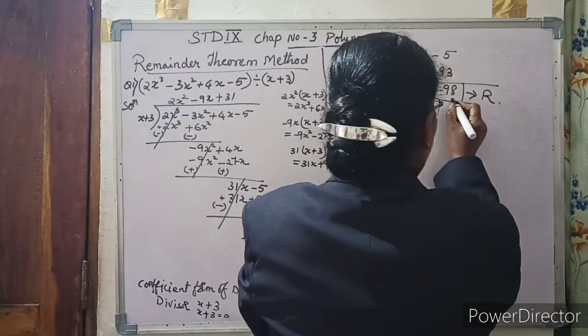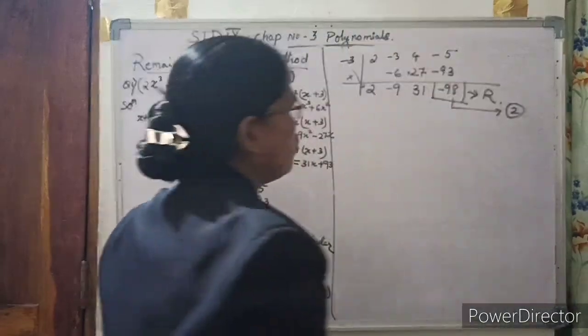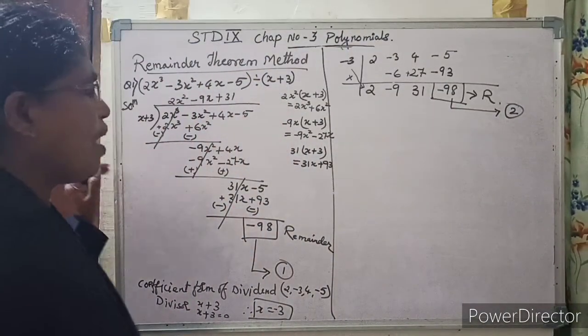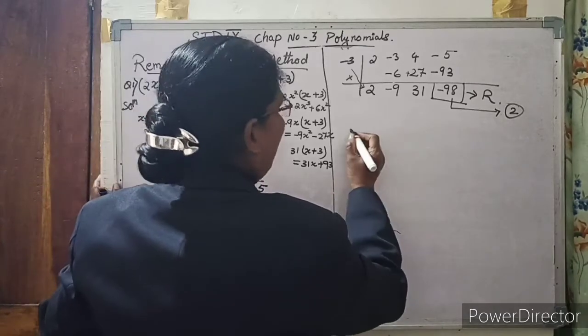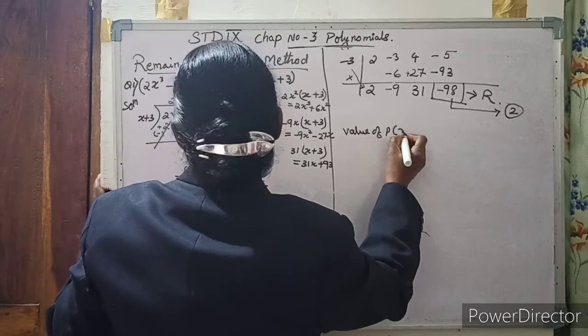Take this as point 2. Now let us find out the value of polynomial P(x).